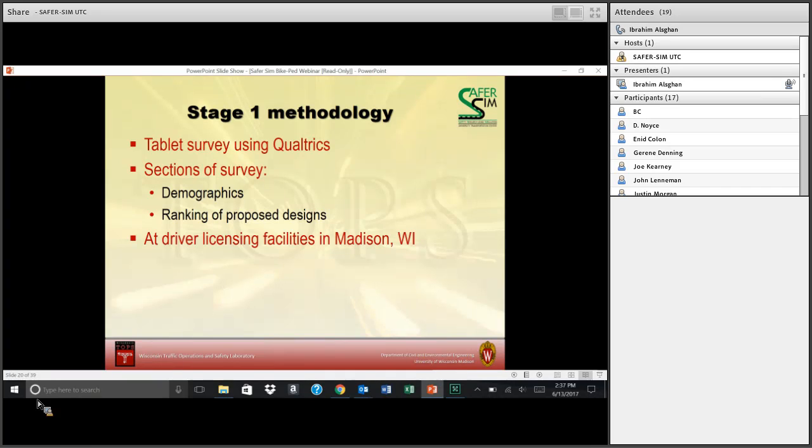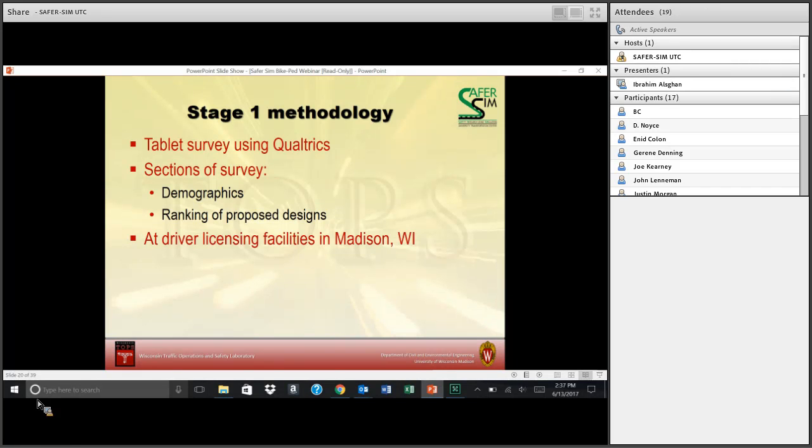So, in this stage, we have used Qualtrics, and this is a tablet survey. I want to stop here in Qualtrics and talk about it a little bit, and some of the outcomes that we got from this project. Qualtrics, it is not a paid advertisement, but it's a very good tool for building surveys, especially dynamic surveys.